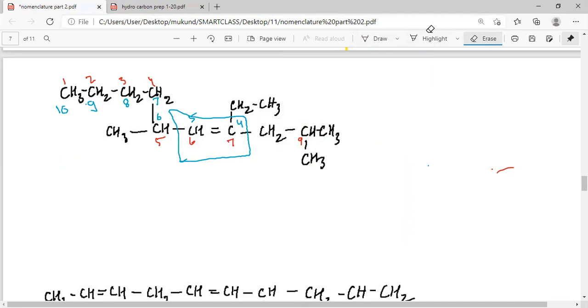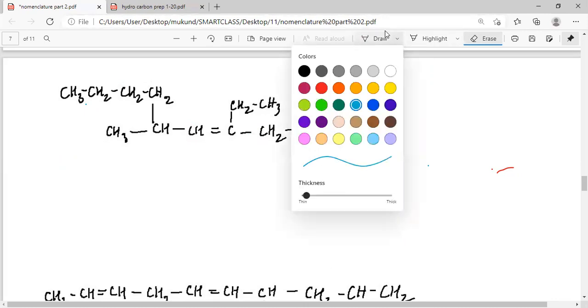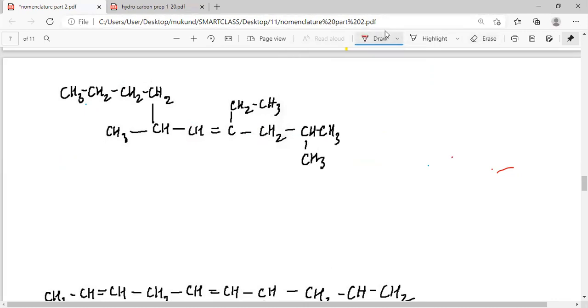Let me do it once again for you. We'll do numbering in this manner. This is first carbon, this is second carbon, this is third carbon, this is fourth carbon, this is fifth one, then we have the sixth one, then seventh, eighth, ninth, and 10th.